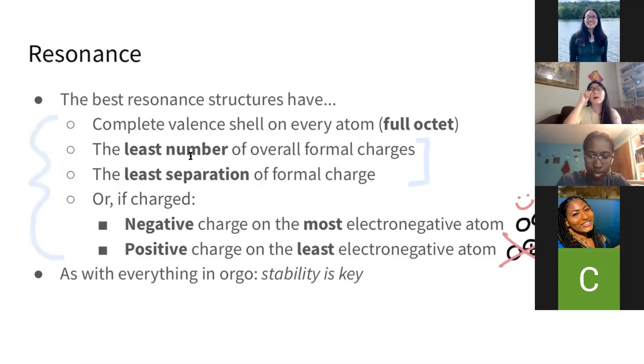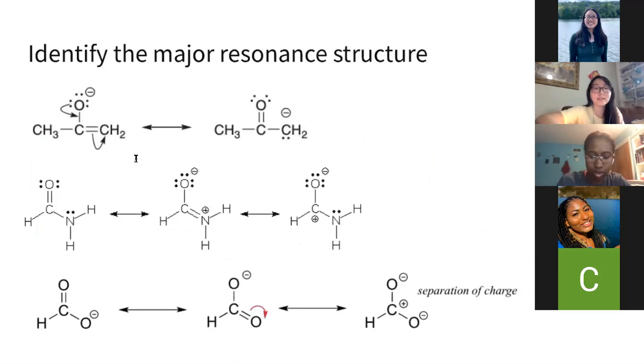But essentially, as with everything in Orgo, stability is going to be key. So just think about what is going to give you your most stable molecule. What seems to make more sense? Would you rather have an O minus or a C minus? And then this will start to become intuitive. So don't worry. Cool.